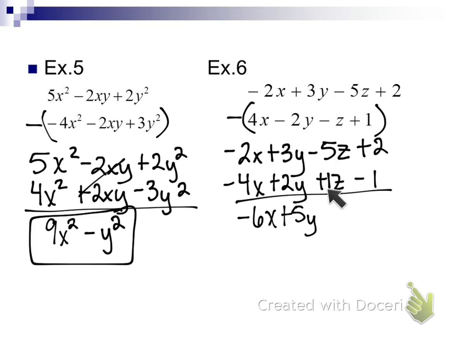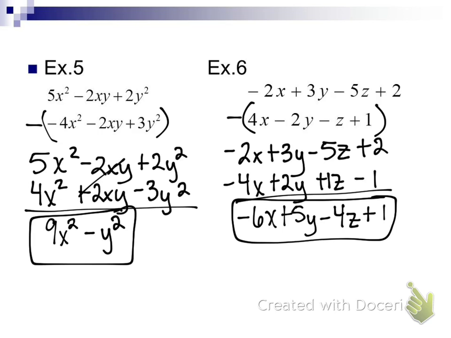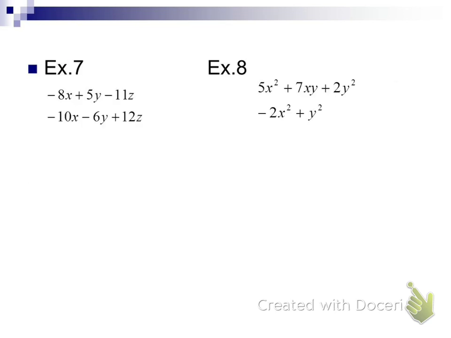So if we take 5 minus 1, Connie, what do we get? 4. And which one of those is bigger? The positive number or the negative number? Negative number. So that becomes a negative 4z. And on the end, we combine 2 and a negative 1. Two minus 1 is 1. All right, so we just combine like terms to get our final answer. Questions on 5 or 6? Okay, we'll move it right along.